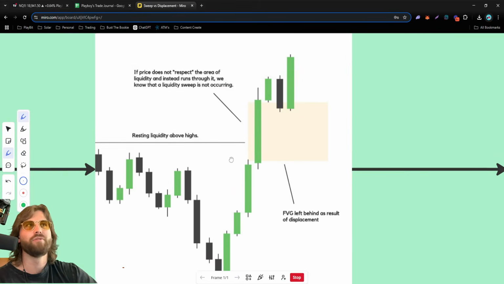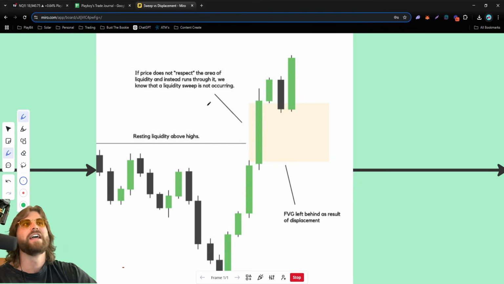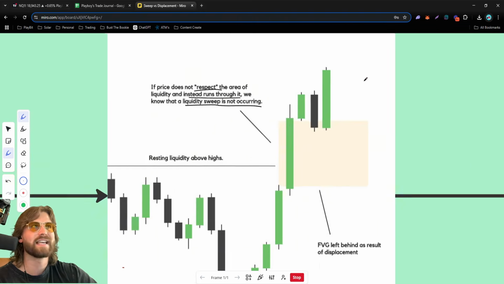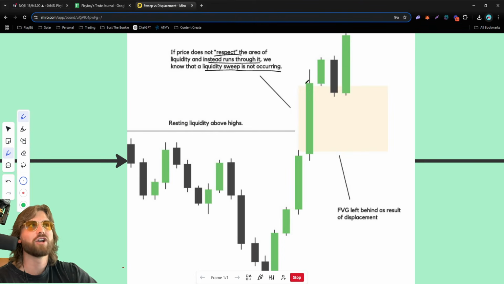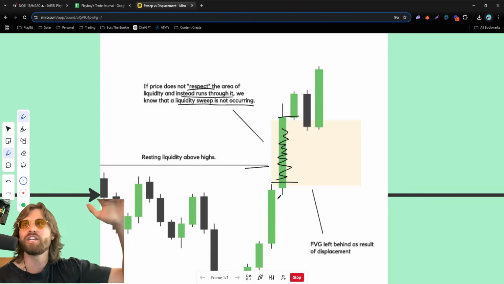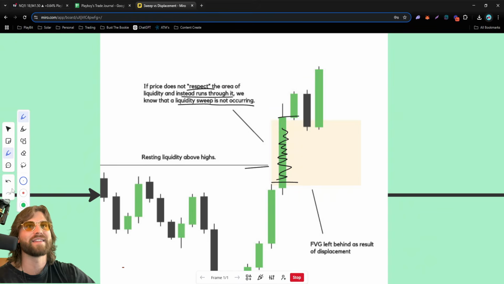Now, here's the beautiful reality of a displacement, right? If price does not respect the area of liquidity and instead runs through it, we know that a liquidity sweep is not occurring. As I said before, in the example right above here, price sweeps. In this example, price is moving above it, closes outside of the range, and leaves behind a massive gap. This means that there is a bunch of market buyers who decided to push the market book as soon as that liquidity was taken at that high. So a nice squeeze of the short stops and then a continuation. And the continuation is defined by this gap that's left behind.